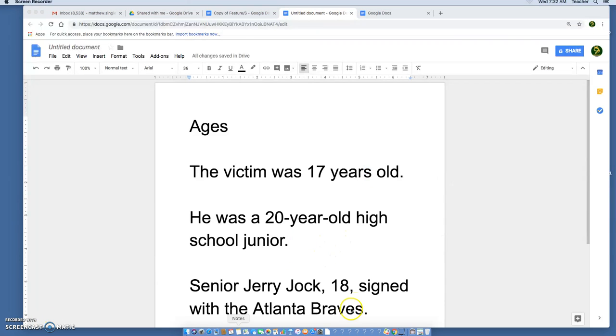The last thing you need to know is if you're using an age to describe the age of someone behind their name and you're just saying the age like that, this is how it appeared. Don't forget to use commas. Senior Jerry Jock, 18, signed with the Atlanta Braves. Make sure, however you used ages in your writing, if you used it, that you go through and check and make sure it's the right way.